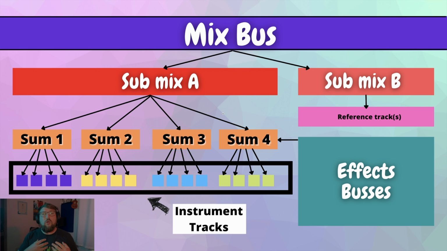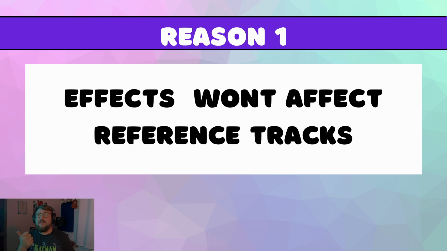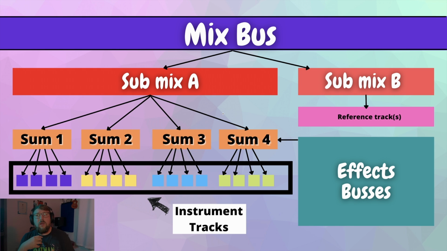And then what I'm calling Submix B. So this is just another summing track that basically bypasses your Submix A. Because for this second one, you don't want any effects that you put on your Submix A to affect your secondary submix. In my Submix B are all my reference tracks, and I do this for two reasons. One, which I've already stated, is that we don't want any effects that we put on Submix A to affect your reference tracks, because you're using your reference tracks to help you determine how to mix your track.